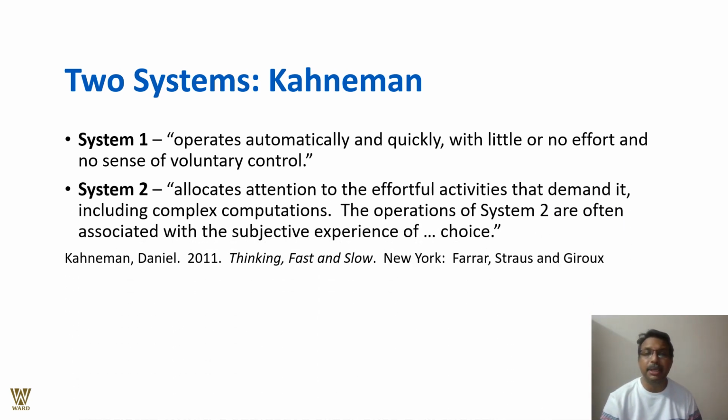System number two allocates attention to effortful activity. You are in a controlled environment that demands complex computations. The operations of system 2 are often associated with the subjective experience of choice, perhaps, and that we need to understand in an ideal condition and in real life settings with no restriction in place. So, how does a person behave? Kahneman, Daniel, 2011, Thinking, Fast and Slow, New York, stated around here.